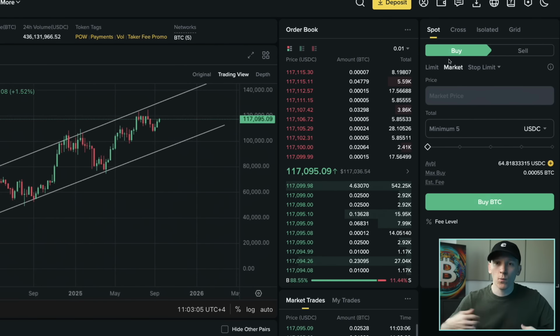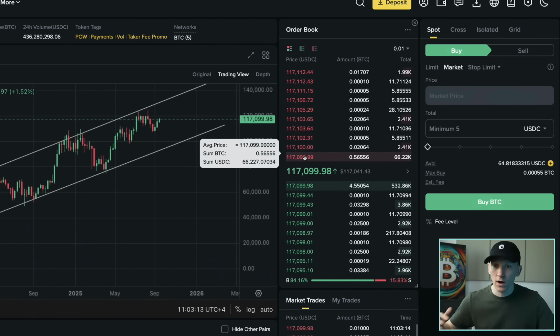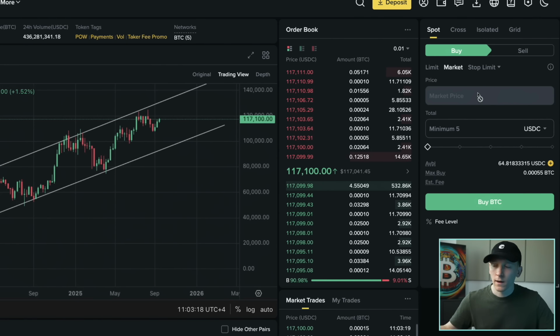The first order type is known as a market order. This is where we actually don't choose the price that we trade at. We just choose the amount that we want to trade. And we are going to take some of these guys' orders. These guys are showing us their orders and what they want to trade at. So we can say, sure, I'm going to take your order and I'm going to exchange with you.